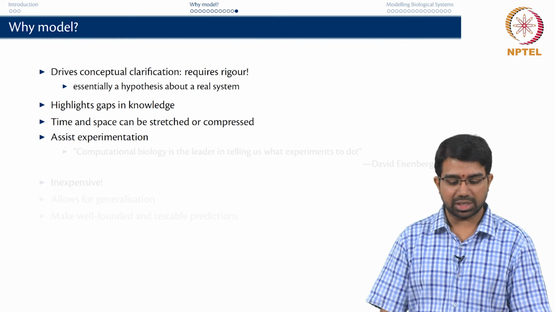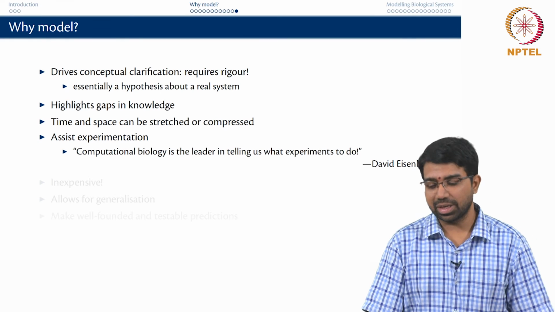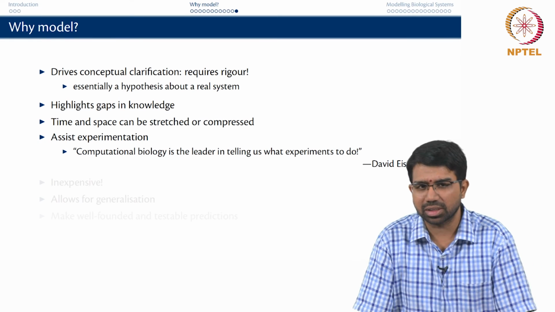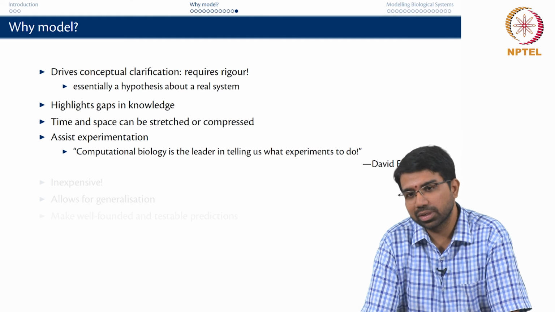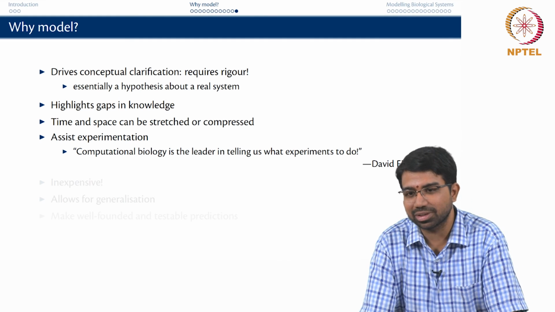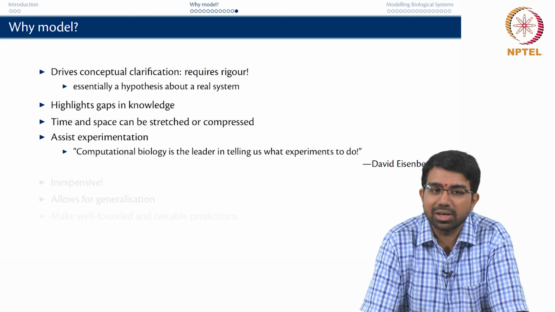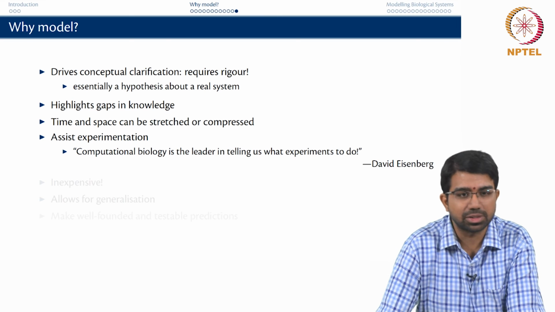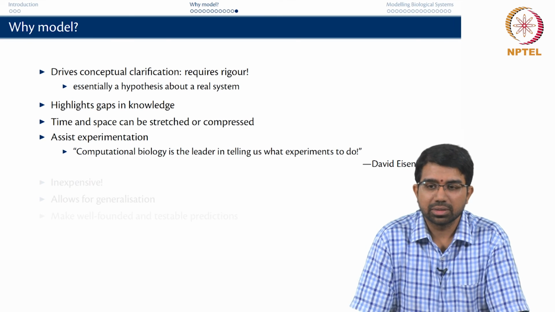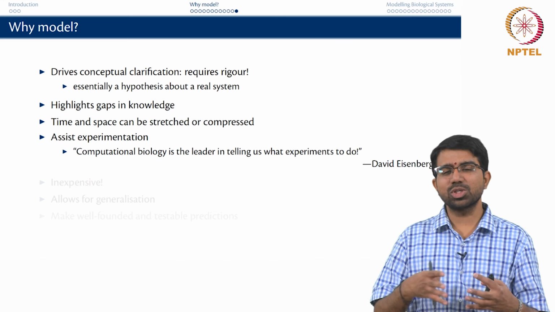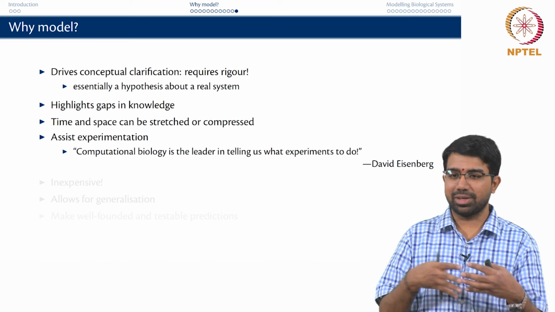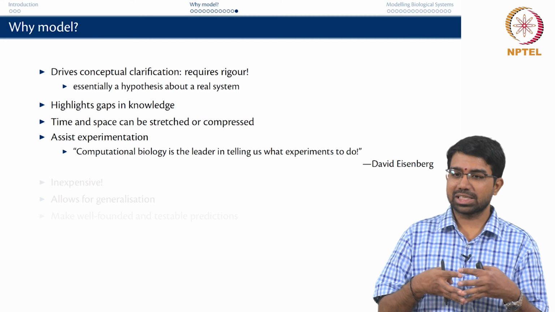Most important, assist experimentation. As David Eisenberg once told, he is one of the most successful and famous structural biologists, or you could even call him a structural bioinformatician. So, he says that computational biology is the leader in telling us what experiments to do. Right. That is one of the most important aspects of computational biology, and this usually comes off as a bit of a tension between computational people and experimental people.